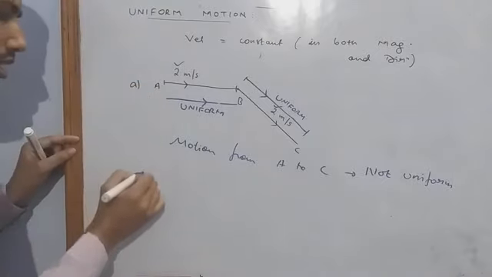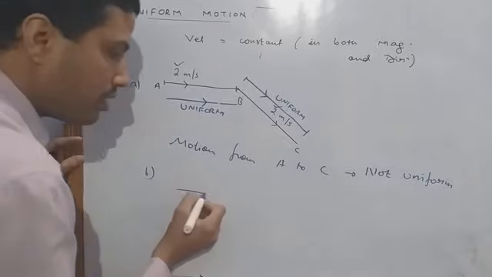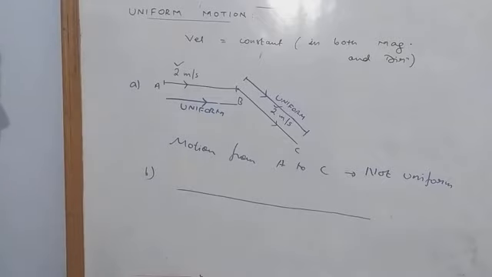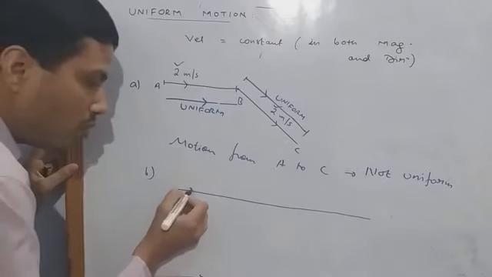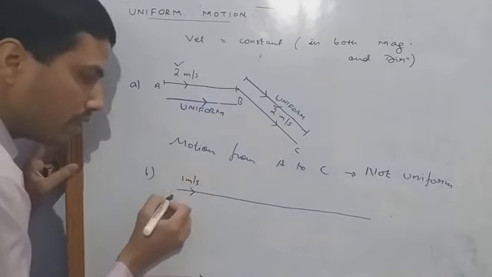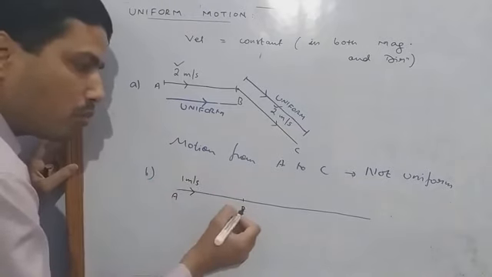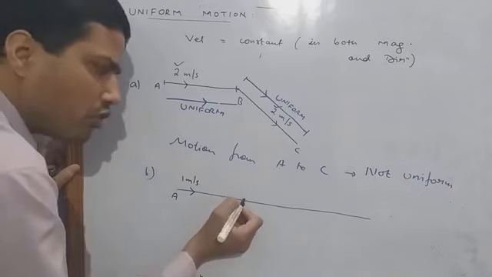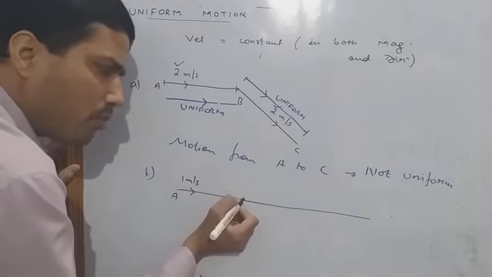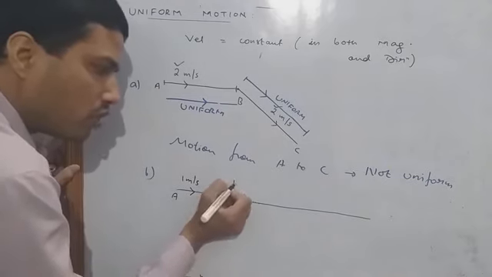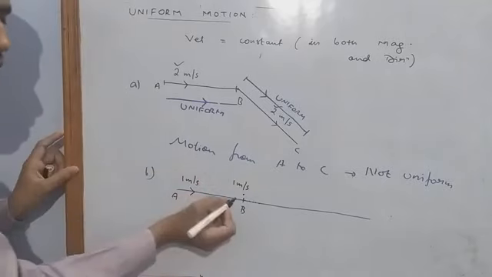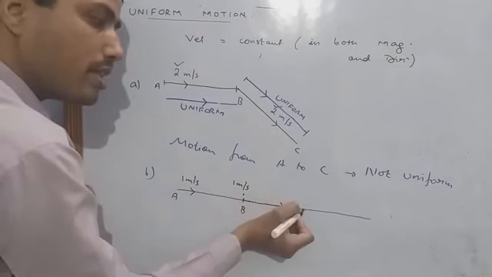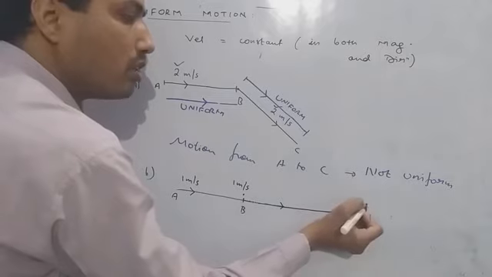This is the first example. Second example, suppose there is a body which moves in a particular direction. It does not change its direction. It is moving at a speed of 1 meter per second starting from A. It moves to point B. At B, it increases its speed, and from 1 meter per second till this point, its speed was how much? 1 meter per second. Now it starts increasing its speed and continues to move in the straight path till its speed becomes 4 meters per second.